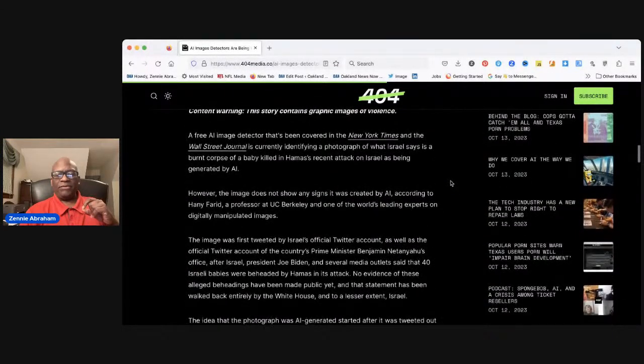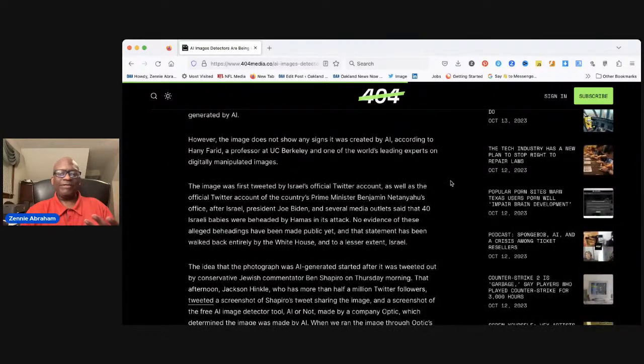It reads that a free AI image detector that has been covered in the New York Times and the Wall Street Journal is currently identifying a photograph of what Israel says is a body, of youth killed in Hamas's recent attack on Israel, as generated by artificial intelligence. However, the image doesn't show any sign that it was created that way by AI, according to Hany Farid, a professor at Cal Berkeley, who's one of the leading experts in the world on digitally manipulated images.